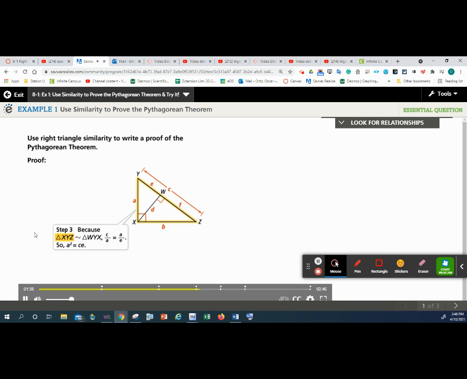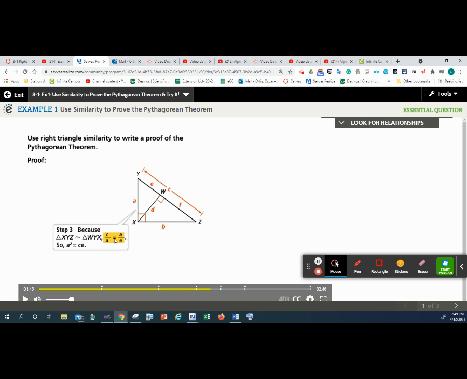Because triangle XYZ is similar to triangle WYX, C over A equals A over E. Notice that C is the hypotenuse of the big triangle, and that corresponds to A, which is the hypotenuse of one of the little triangles. When you are dividing by A, that means you're dividing by one of the sides of the big triangle. And of course, if we are comparing that to the little one, that is the same as dividing A by E. So those two are the sides we're talking about. That's why you see E right there.